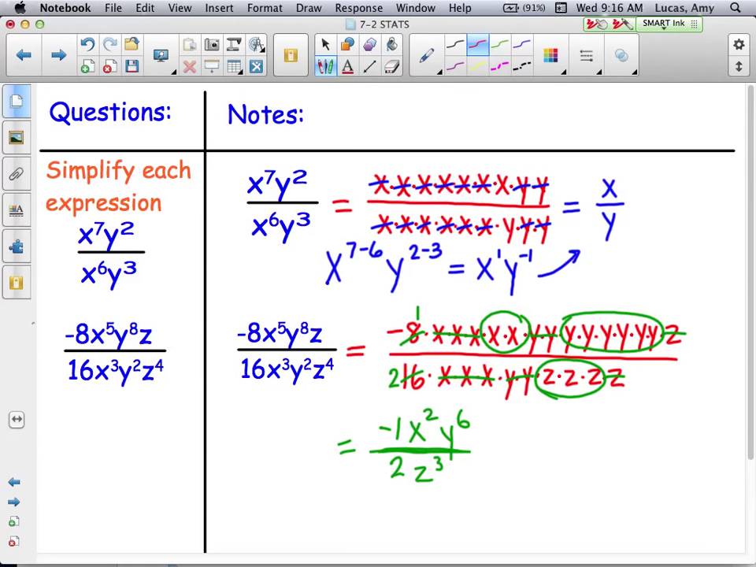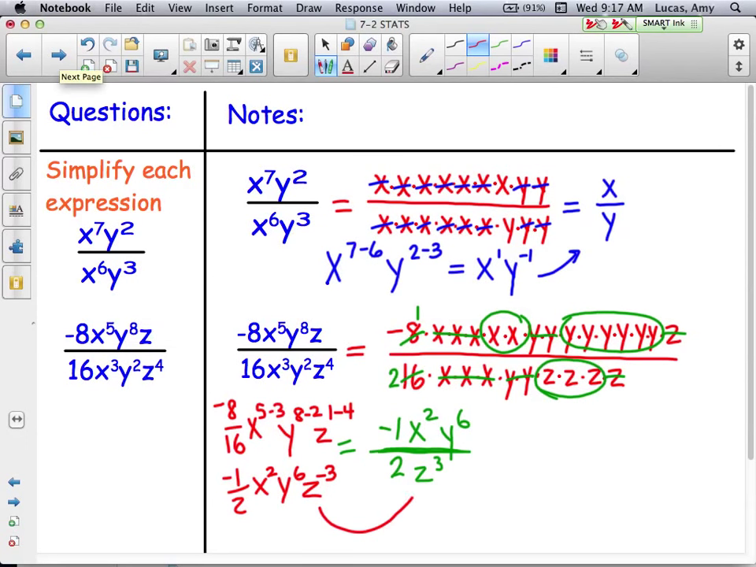Now our shortcut, subtracting our exponents, isn't going to help us with the negative 8 over 16. I'd have x to the power of 5 minus 3, y to the power of 8 minus 2, and z to the power of 1 minus 4. So I would still have to reduce that fraction to negative 1/2. And then I would get x to the 2nd power, y to the 6th power, and z to the negative 3rd power. Again, that means that the z is going to be on the bottom of your fraction in the denominator, because that's what a negative exponent means.